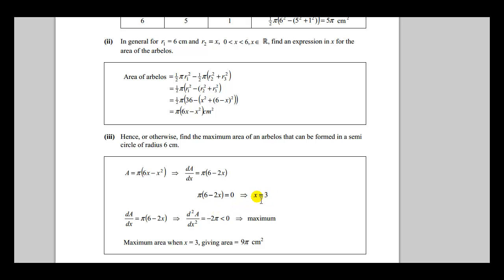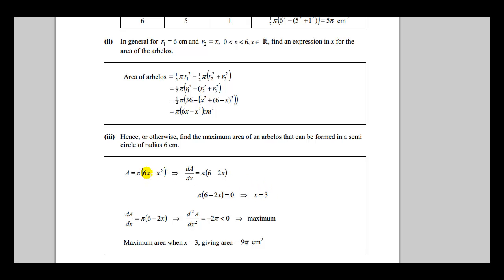Alright, so at x equals 3 we actually have a maximum. We don't have to do the second derivative test because A is a quadratic function of x, so there's only one turning point, only one stationary point of this function. There's only one value for which the derivative is 0. And it's an inverted parabola. The x squared term is negative, so we have enough information to understand that at x equals 3 we have a local maximum. So x equals 3 gives us the maximum area, not a minimum area, of the Arbelos.